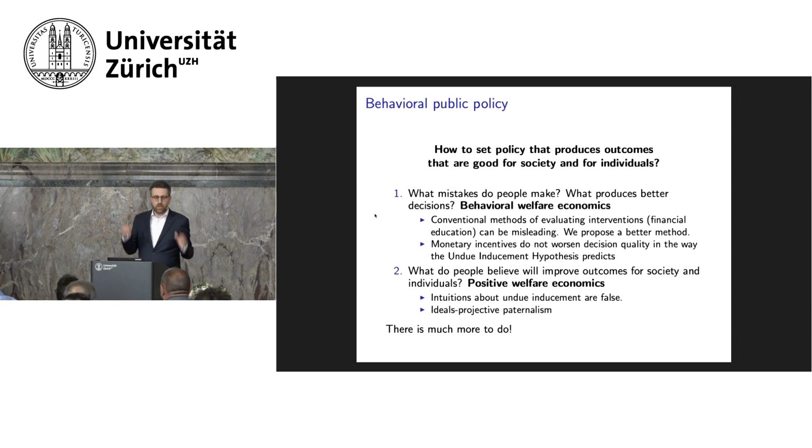I've shown you that when we try to evaluate interventions that are supposed to help people make better decisions, the conventional methods that we've used to do that can be quite misleading. And I've shown you that we have a better method that you can use, at least in some circumstances. I've also shown you, when it comes to transactions outside finance, incentivizing clinical trial participants, incentivizing surrogate mothers, and so forth, it doesn't look like monetary incentives predictably cause worse decision qualities in the way that the ethicists have hypothesized. So it's very hard to produce evidence for this undue inducement hypothesis.